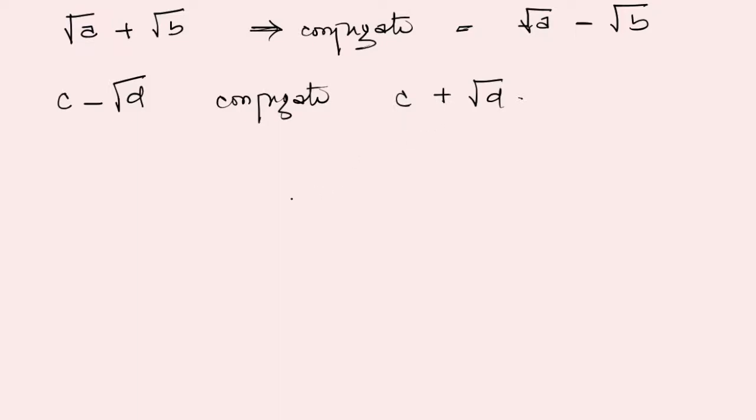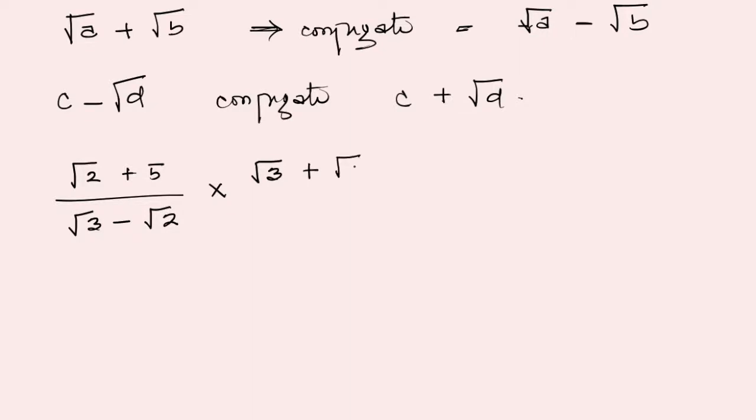So if we do another example, if we have the expression root 2 plus 5 over root 3 minus root 2. Now the denominator we're trying to rationalize is this, root 3 minus root 2. The conjugate of this is going to be equal to root 3 plus root 2. The same numbers, we only change the sign here. So this is going to be multiplied by root 3 plus root 2 over root 3 plus root 2.